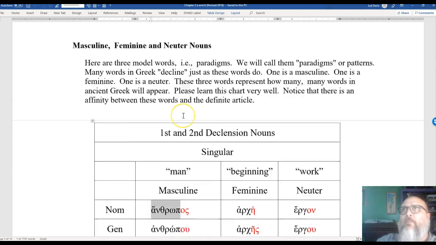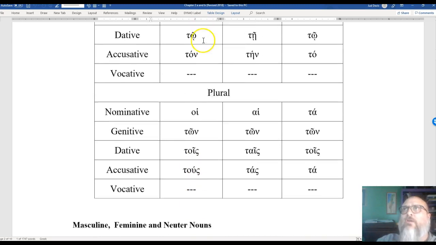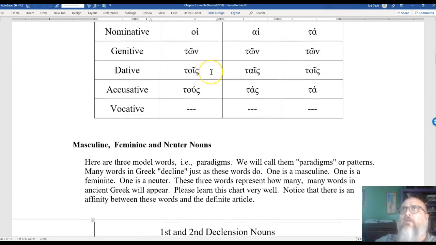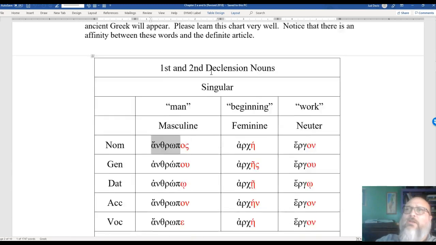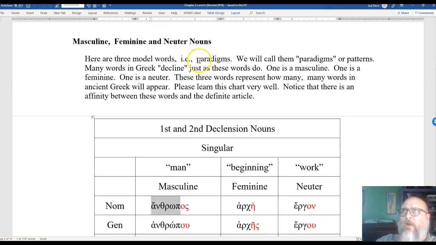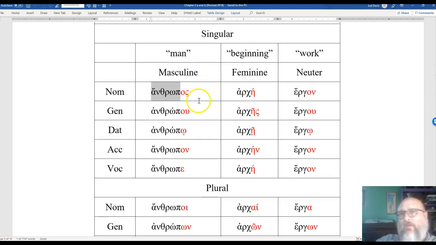Now, if you couple that, you can see that the definite article is very similar to the ending. So once you learn the definite articles, you can add these endings. It won't be any problem. Now, if you try to cut corners here, then when you come here, it's going to trip you up really badly. So memorize the definite article, and then these are going to be easy.